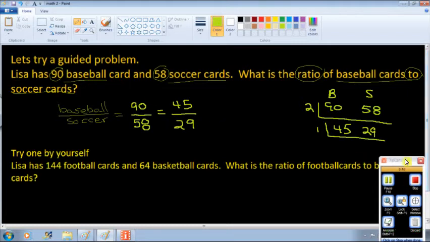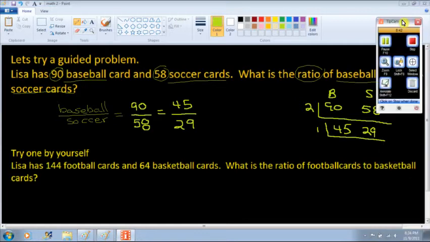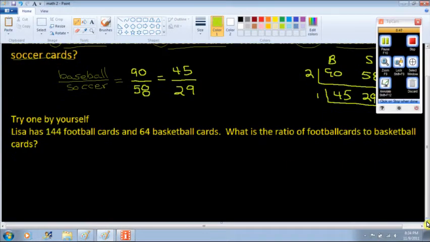So I'll go ahead and let you look at the second one, and I'll let you go ahead and work it out by yourselves. I'll give you a minute or two.